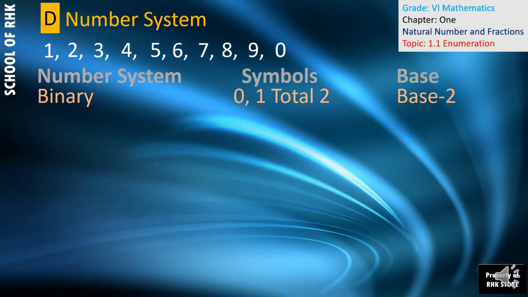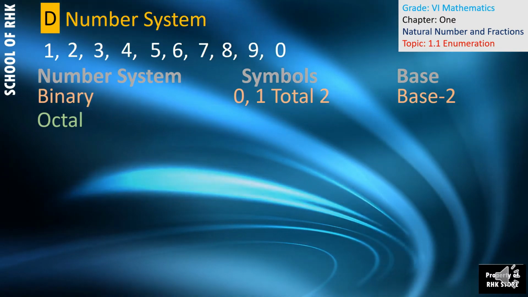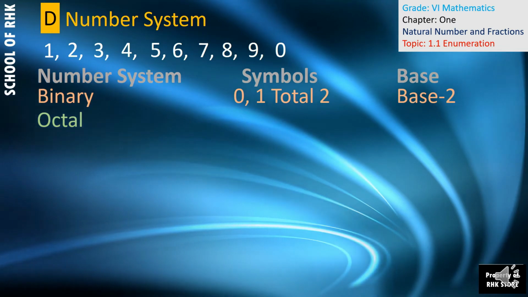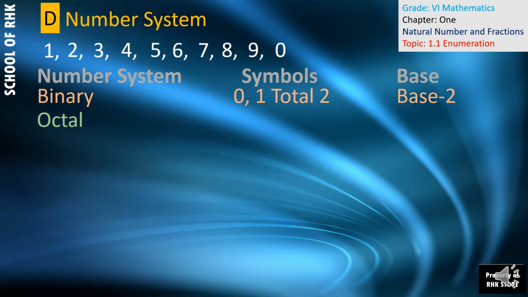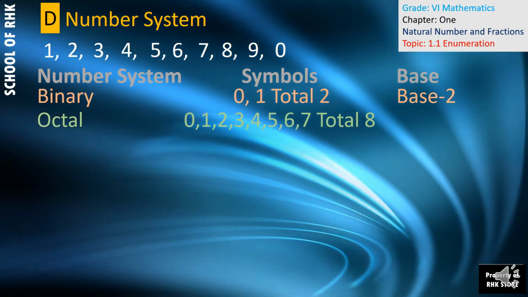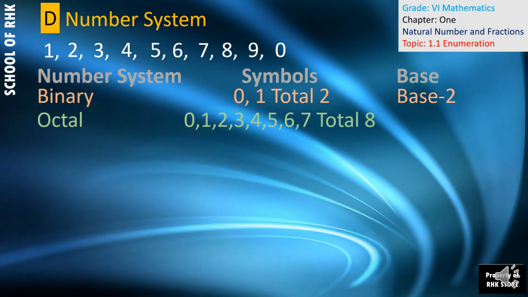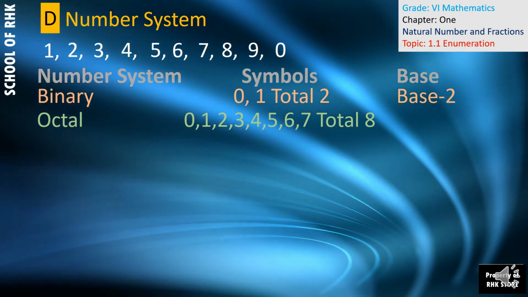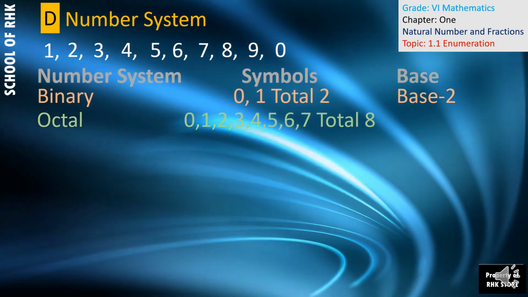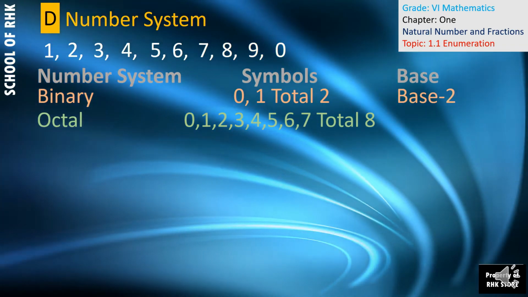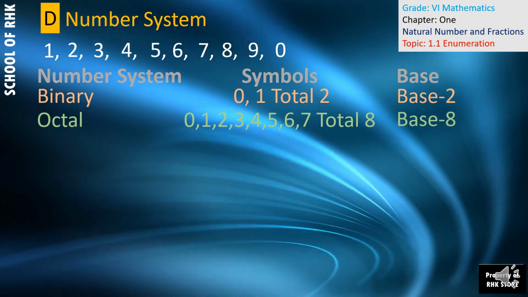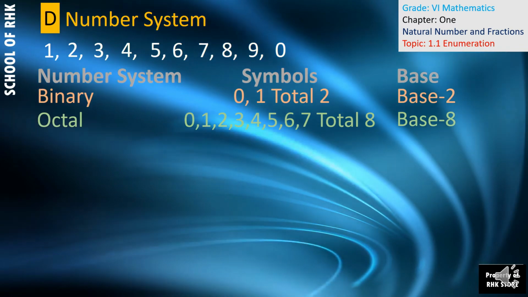The second number system is called the octal number system. The total number of symbols or digits in this number system is 8. The symbols are 0, 1, 2, 3, 4, 5, 6, and 7. The base of the octal method or number system is 8.